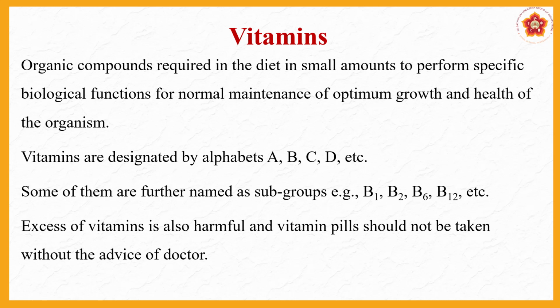So, now we will study about the vitamins. Vitamins are organic compounds required in the diet in small amounts to perform specific biological functions for normal maintenance of optimum growth and health of the organism. Vitamins are designated by alphabets A, B, C, D, etc. Some of them are further named as subgroups, for example, B1, B2, B6, B12, etc. Excess of vitamins is also harmful and vitamin pills should not be taken without the advice of a doctor.